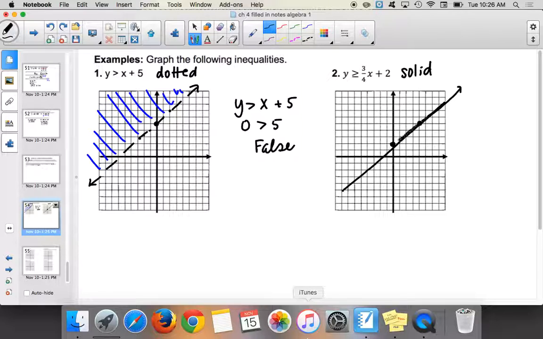Wait, so you put it up 2 and then over? Up 3, over 4. So go up 1, 2, 3, over 1, 2, 3, 4. Remember graphing lines? Just like lines we did before.